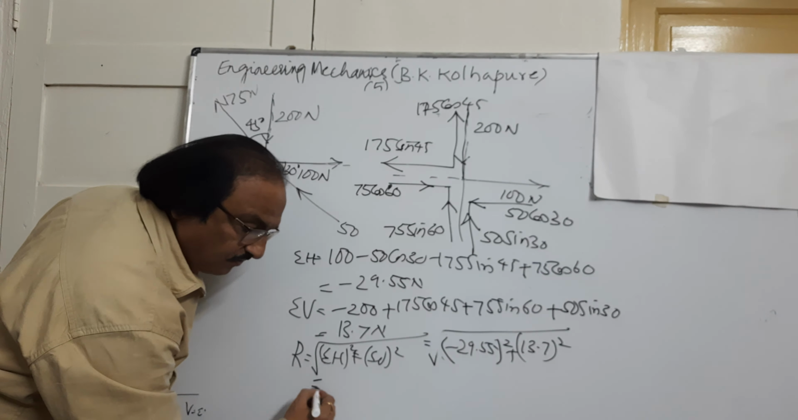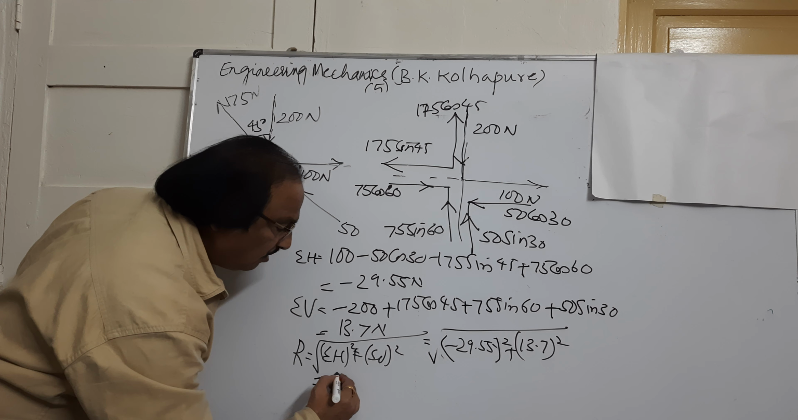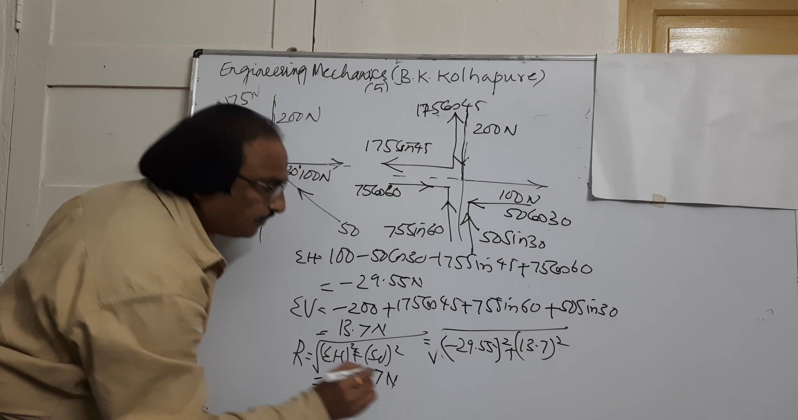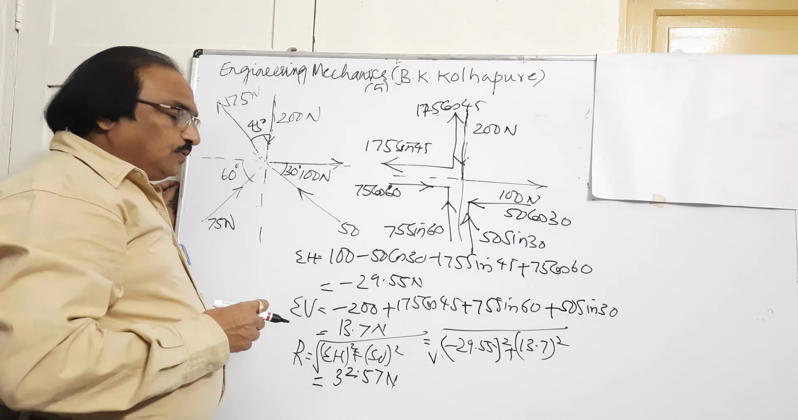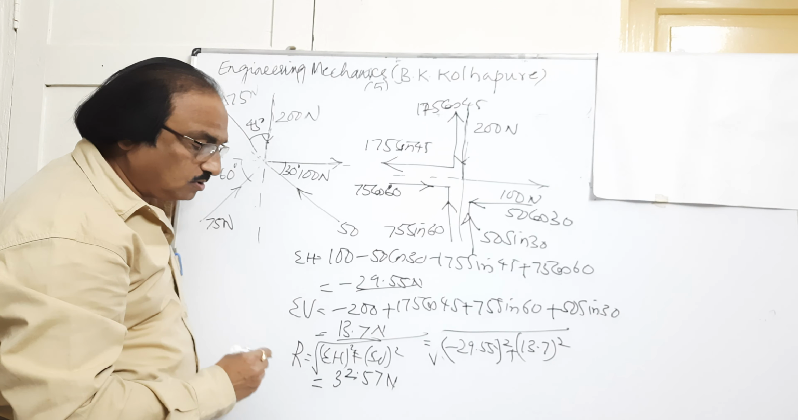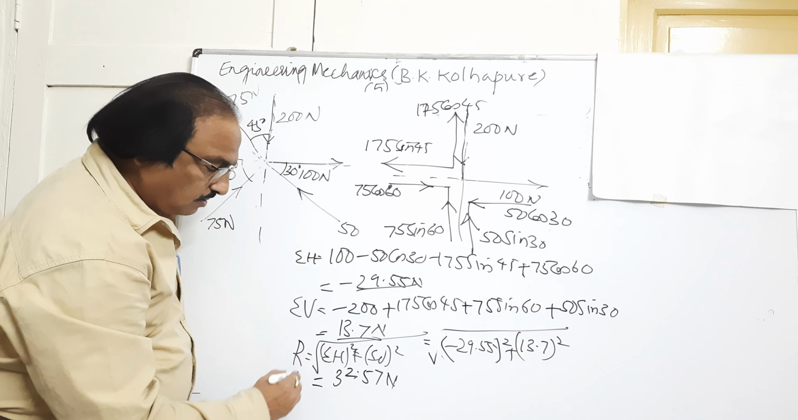And if you simplify for R, you get the value of R as 32.57 Newton. Whenever you calculate this value, you check that this value should be greater than each of these two values, because we are squaring, adding and finding the root. Now this is the magnitude you have got for the resultant.